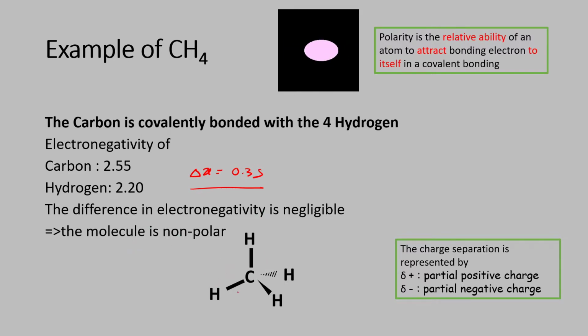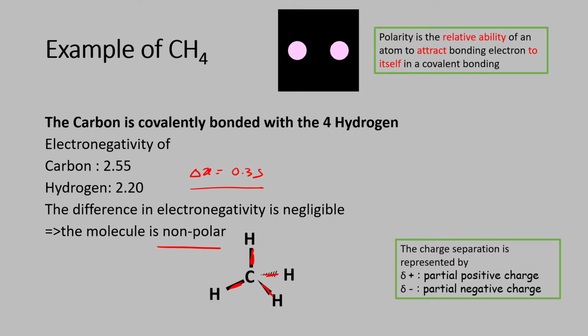How would it become polar? Even if the bond is non-polar, if the bond is not polar, the molecule will not be polar. So it is a non-polar molecule. Okay. We only consider the molecular geometry if the bond is polar.